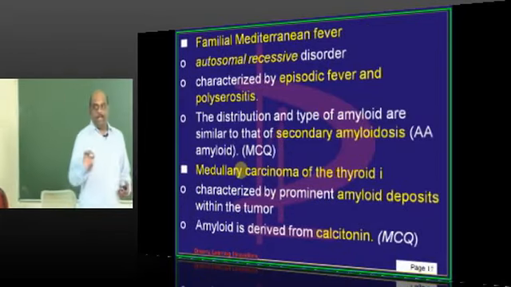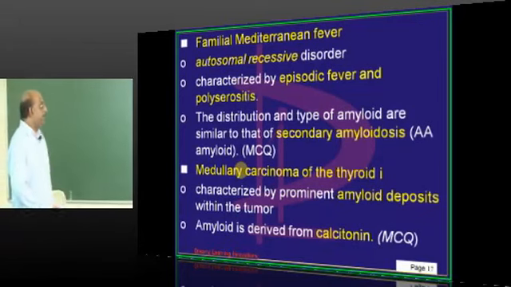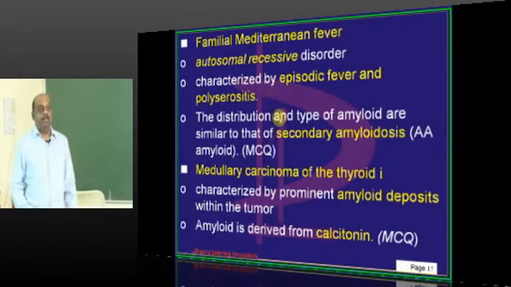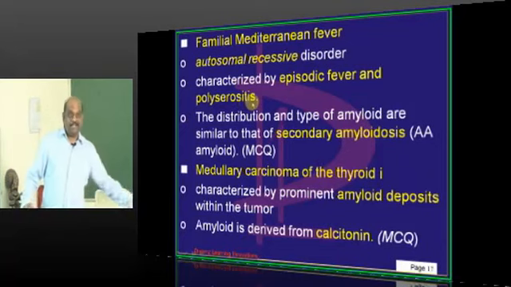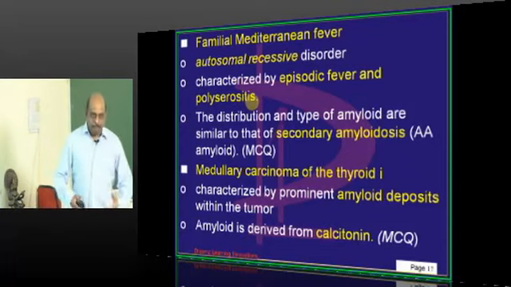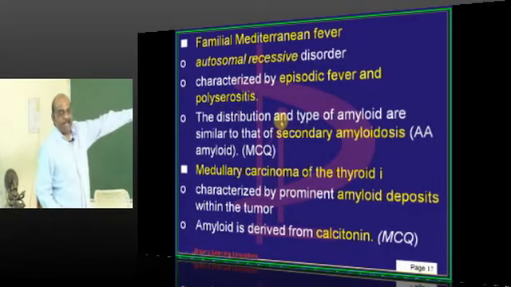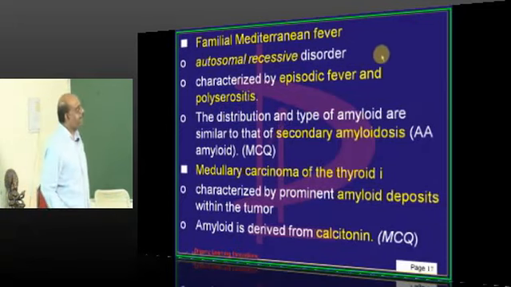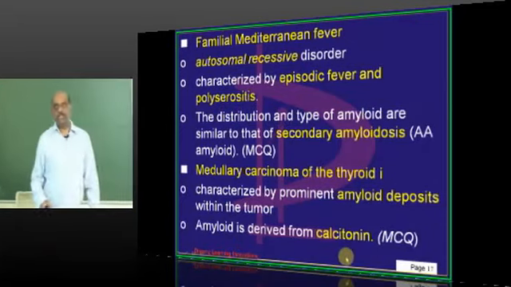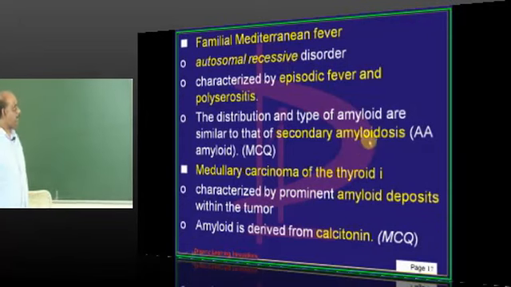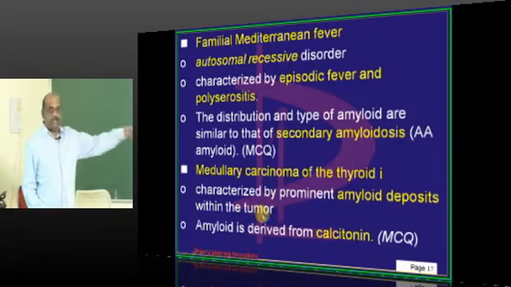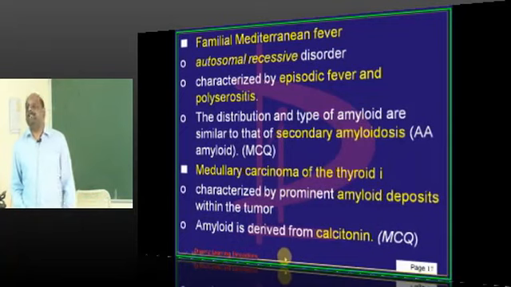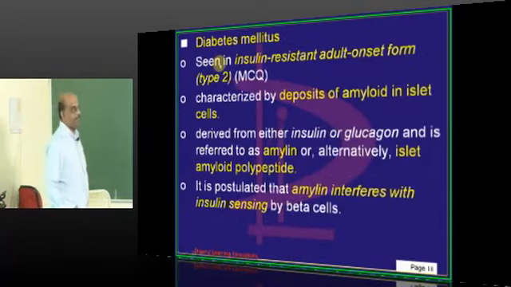Then familial Mediterranean fever. It is an autosomal recessive condition. There will be episodic fever, and just like in rheumatoid arthritis, you have polyserositis, SLE and all these conditions. Pleuritis, peritonitis, all itis. So you have polyserositis just like in SLE, even in familial Mediterranean fever. In this also there will be amyloidosis, which is similar to secondary amyloidosis. Then medullary carcinoma of thyroid, you have amyloid deposits within the tumor itself, and here it is calcitonin which is the precursor for the amyloid.